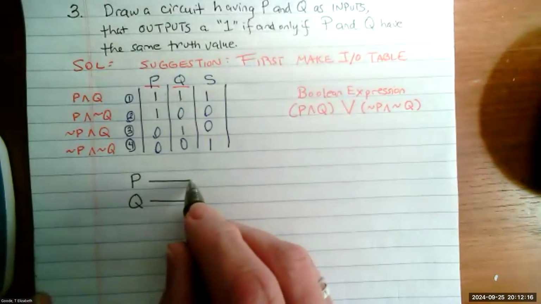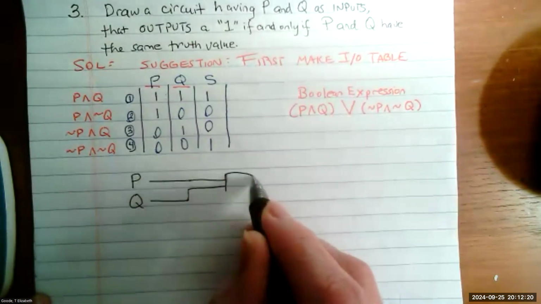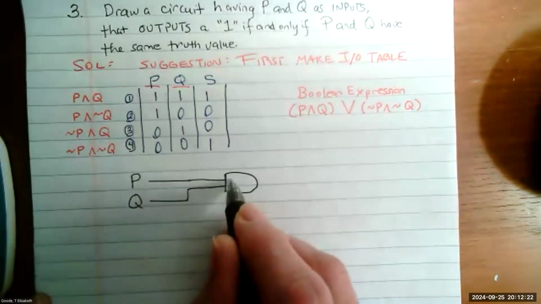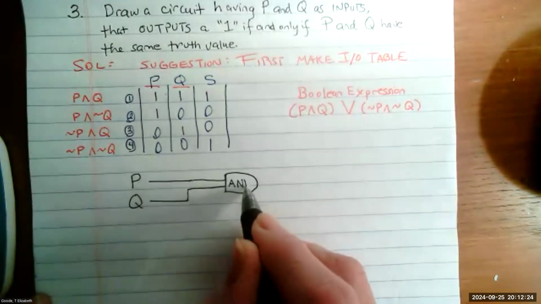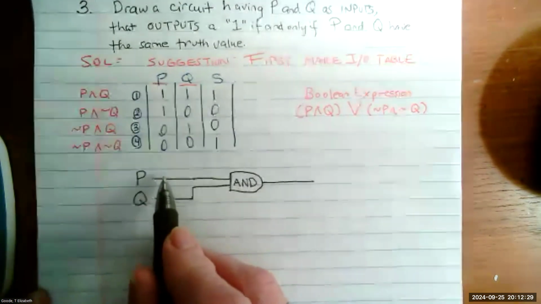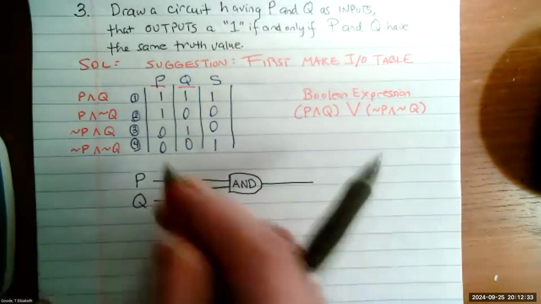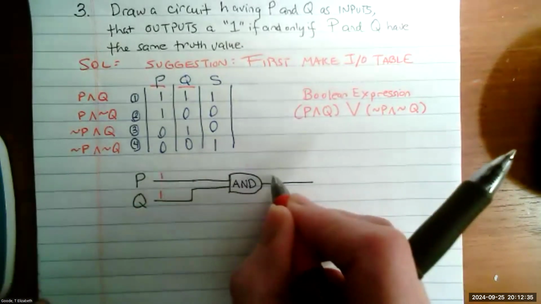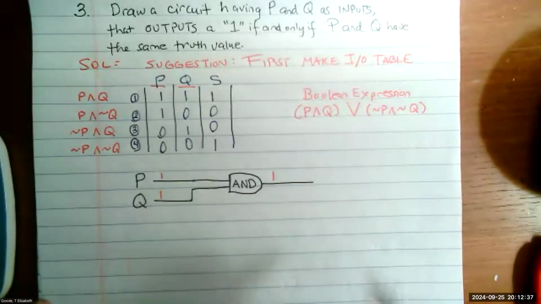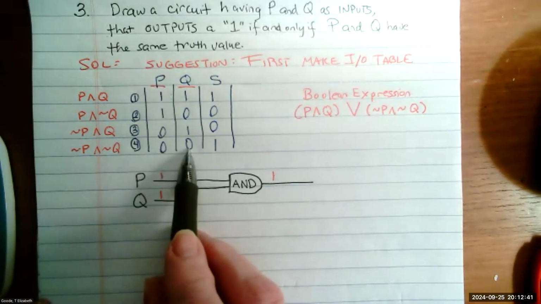One of the times we want to get a 1 is if they're both 1. Well, the AND gate tests for that. Do you see how this is going to output a 1 only when P and Q are both 1? Yeah. So that's going to get us a 1. But the other time we want to get a 1 would be if P and Q are both 0.